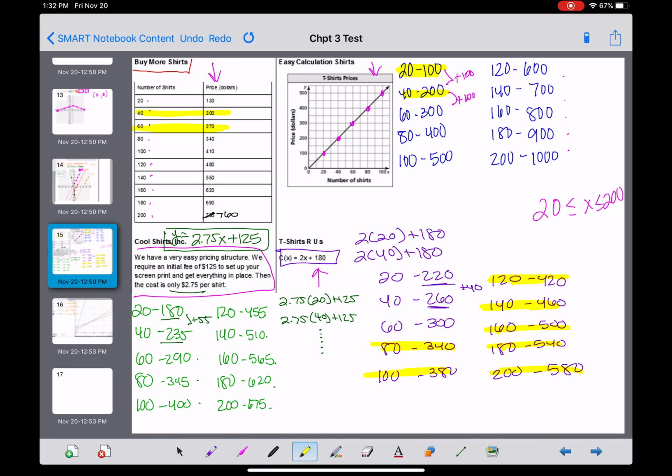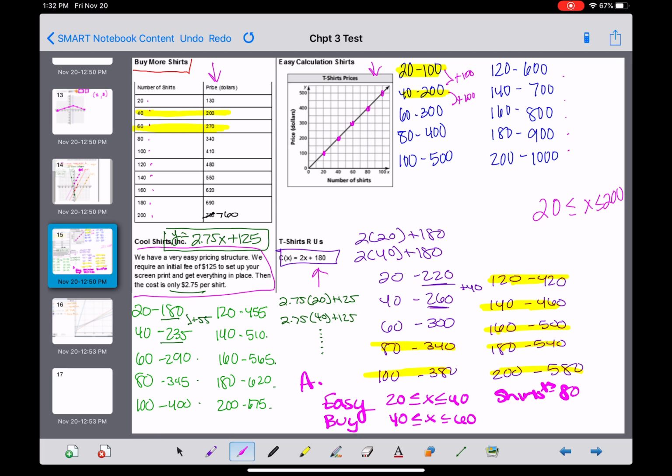So you needed to write that out in intervals. Who would you go to at what cost? So I would go to Easy Calculations for 20 to 40 shirts. I would go to Buy More Shirts for 40 to 60 shirts. I would go to Shirts R Us for 80 or more shirts. So that's what part A was looking for.